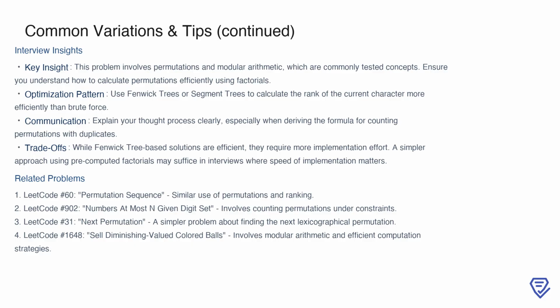Be mindful of trade-offs as well. While a Fenwick tree-based solution is highly efficient, it can be more time-consuming to implement. In some cases, a simpler approach using pre-computed factorials may be a better choice, especially in time-constrained interviews. Additionally, related problems like LeetCode number 60, permutation sequence, or number 31, next permutation, can provide further practice with similar concepts, so exploring them can be beneficial for strengthening your skills.